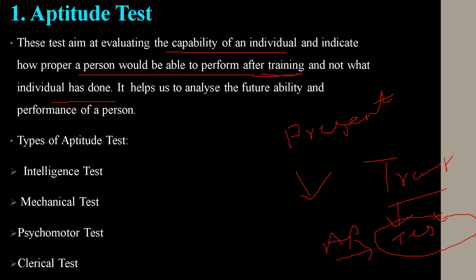Hope you guys understand. Also, suppose you have joined any online course. After completing the course, obviously you will be asked to take a test, right? Then that test is known as aptitude test, to understand how far you have learned. Hope you got it, right? So there are different types of aptitude test here. First is intelligence test, mechanical test, psychomotor test, and clerical test. So let us also understand these again. What are intelligence test, mechanical test, psychomotor test, and clerical test?